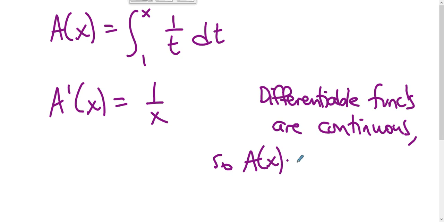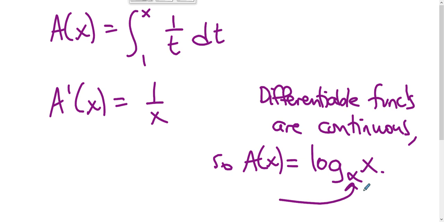So A is a log function with some base. What's that base? Well, we can do area estimates. We can use the intermediate value theorem. Alpha does turn out to be e. A of x is in fact the log function that you are familiar with. Okay?